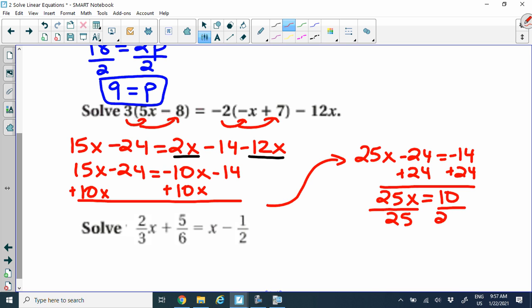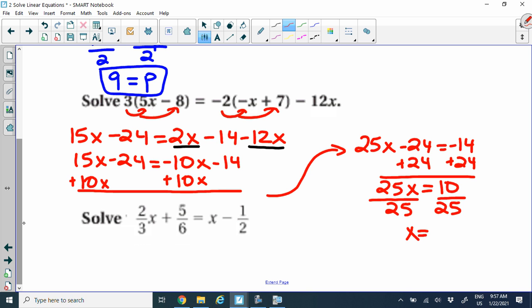Now make sure when you do this, okay, it is actually easier to leave this in fraction form. We just need to make sure we simplify it. So we have 10 over 25. Know that 5 goes into both of those. So 5 goes into 10 2 times, and 5 goes into 25 5 times.